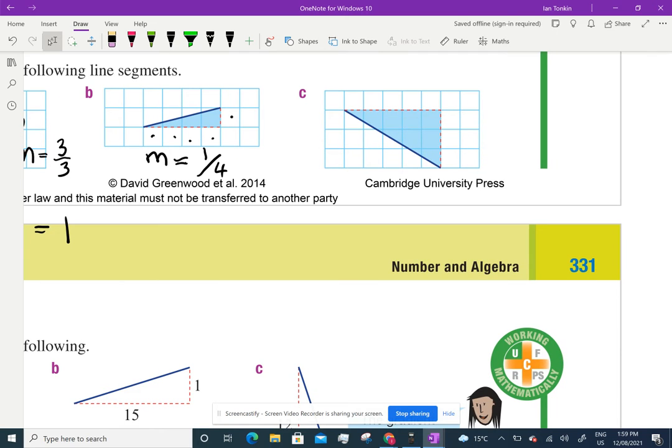What about this one? By the way, if you can do these on your own, do them on your own. What is its gradient? Oh, the rise. Oh, but Mr. Tonkin, it's going down. 1, 2, 3. Oh, going down, negative 3. And across, 1, 2, 3, 4, 5. That's got a gradient of negative 3/5.